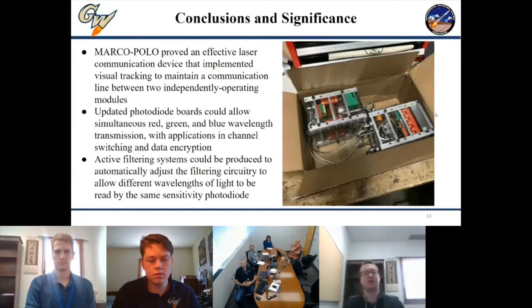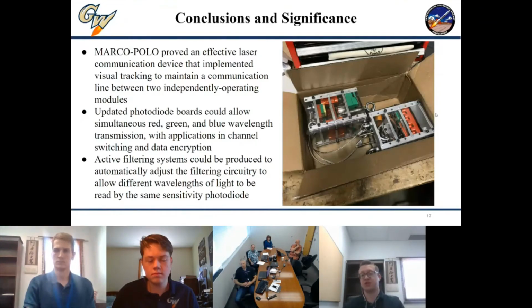Our experience designing the Schmidt trigger also demonstrated the ability to make active filtering circuitry. Specifically, servos and potentiometers, which were used to design that Schmidt trigger, could be implemented into a final filtering design and be used to automatically adjust the cutoff voltages of that Schmidt trigger based on the data that's incoming.